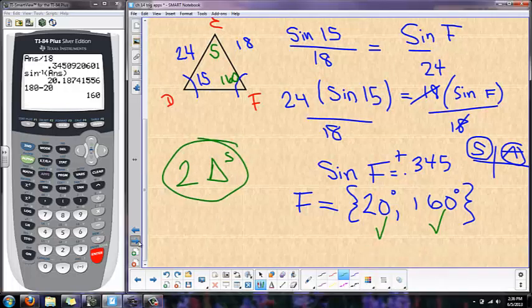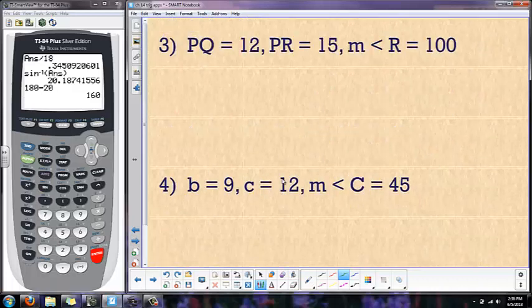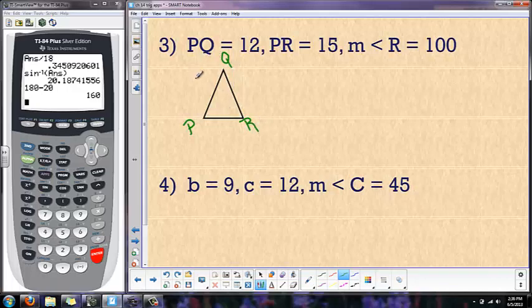I think that we have 2 more questions left, and then that is it for this section. Okay? So let's see. This time I have triangle PQR. And PQ is equal to 12. PR is equal to 15. The measure of angle R is 100.